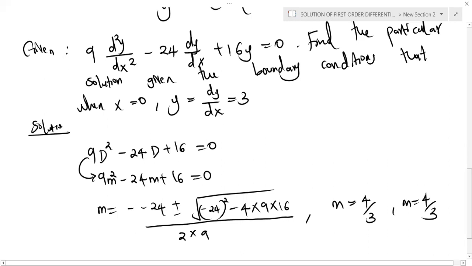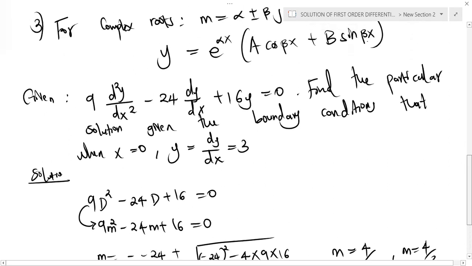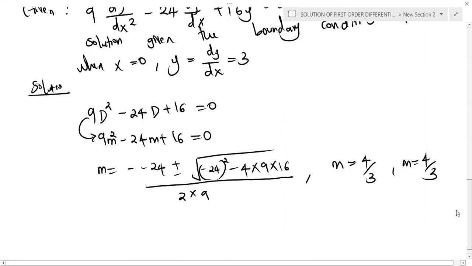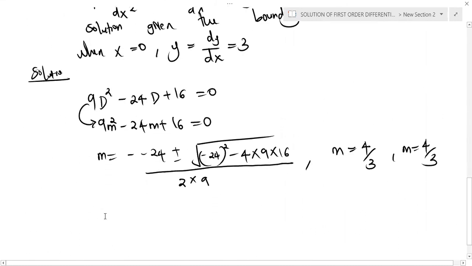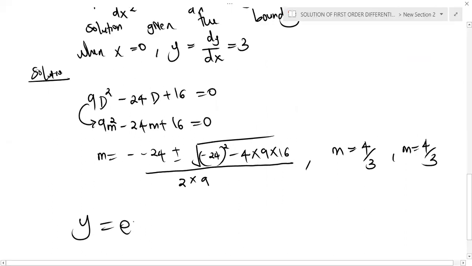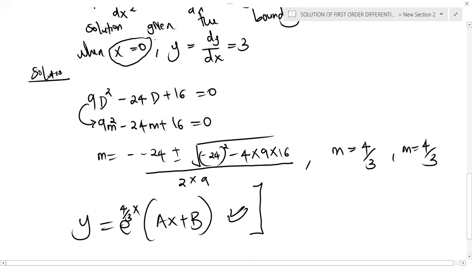And what is the general solution when you have the roots being real and equal? That's how we write the general solution. So the general solution y will be equal to exponential 4 over 3x of (ax plus b). This will be our general solution. But the question is asking for the particular solution, so we will replace the boundary conditions. It says that when x is equal to 0, y is 3. So let's start with replacing that.